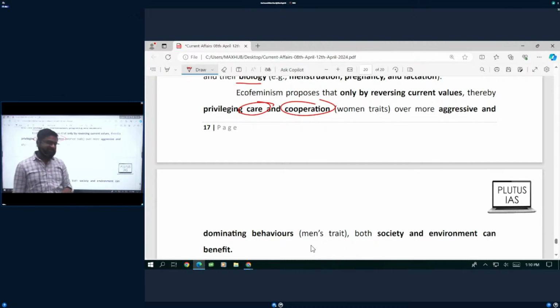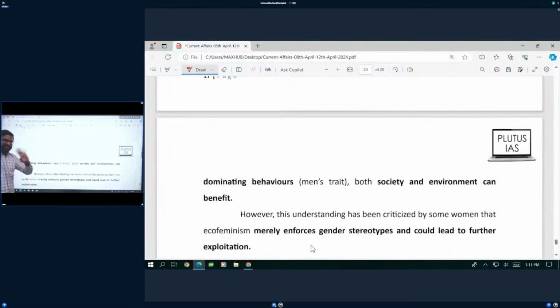हालांकि कुछ दिल टूटे आशिक हैं, वो इस पे एग्री नहीं करेंगे. They are like, ऐसा कोई ट्रेट नहीं है वुमन में. केयर और कॉपरेशन ये क्या होता है? ठीक है. But they argue that woman traits are care and cooperation and men's traits are aggression and domination. मैं इससे एग्री नहीं करता.